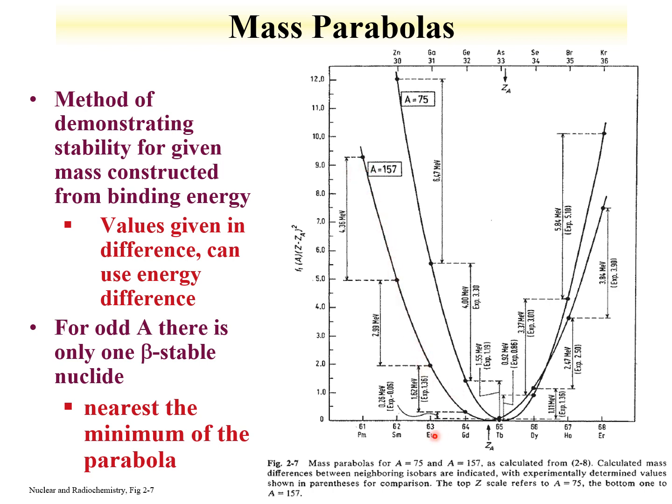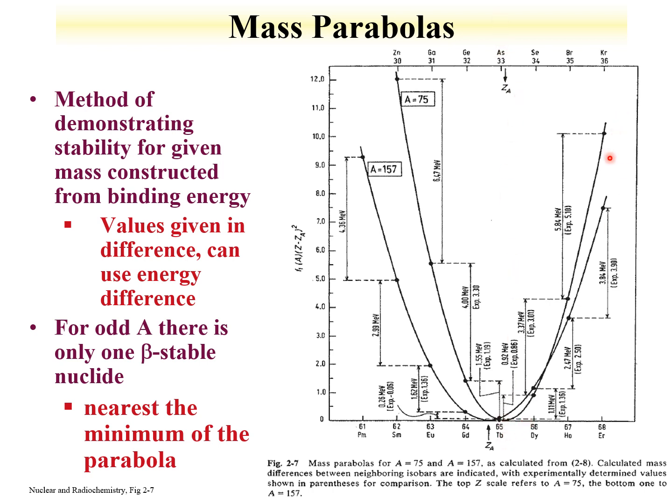So here we plot A of 157, A of 75, and fundamentally here we have energies. These are your Q values. So zinc 75 decaying to gallium 75 has this much energy, gallium to germanium, germanium to arsenic, and we see that there's a stability point here at arsenic. Krypton decays to bromine, bromine to selenium, and then selenium to arsenic.